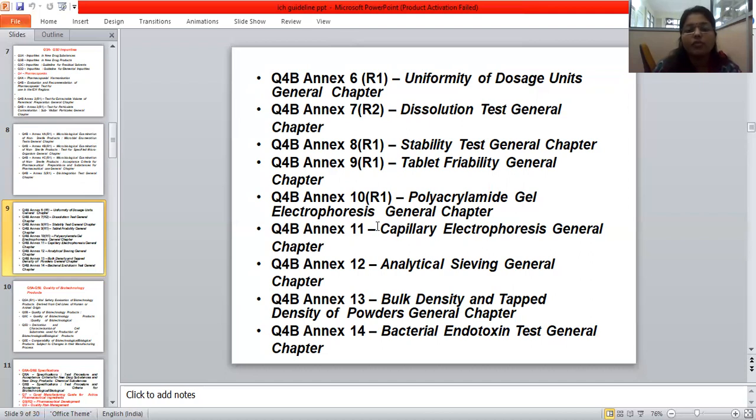So we have the polyacrylamide gel chapter, the capillary electrophoresis chapter, and the analytical sieving general chapter in Annex 12. In Annex 13, we have the bulk density and tap density of powder general chapter. So how to go for the bulk density and tap density is also given in our pharmacopoeia.